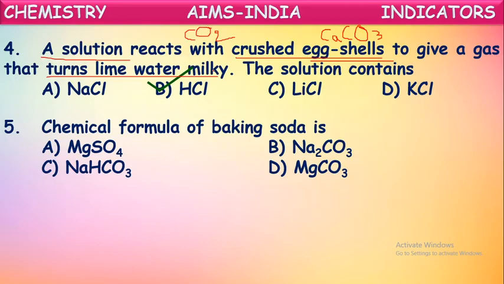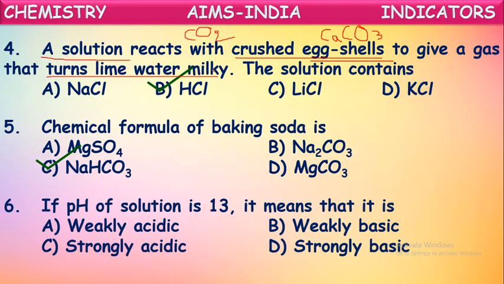Its formula is NaHCO3. Baking soda is chemically sodium hydrogen carbonate or sodium bicarbonate. Its formula is NaHCO3. Okay, next question. If pH of a solution is 13, it means it is.